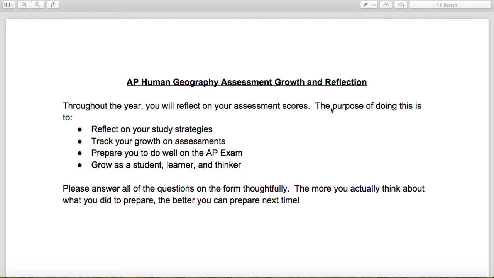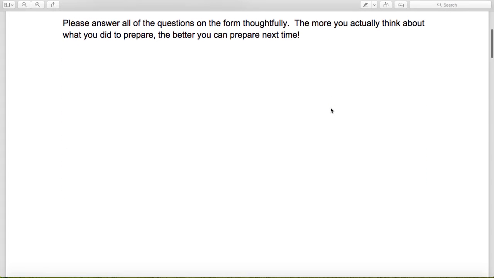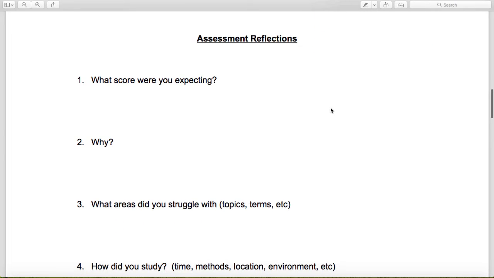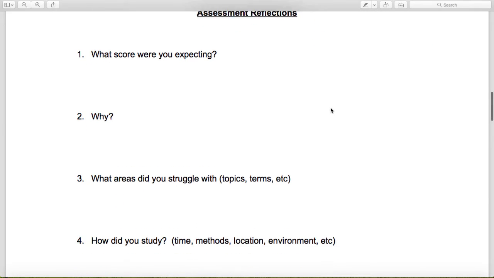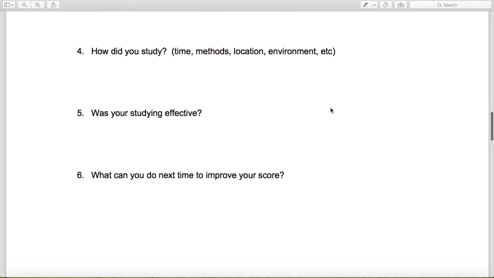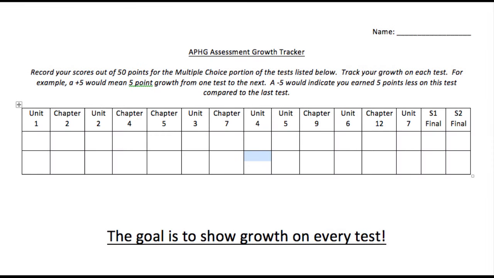I have my students create a portfolio that they keep with them all year long, and the purpose is really to track their growth on assessments. So they keep the portfolio. After each assessment, they complete an assessment reflection form, which asks them questions like, what score did you earn? What score were you expecting? What did you struggle with? How did you study? And what can you do next time to improve your score? In addition to this, they complete a chart that tracks their growth on assessment over time.